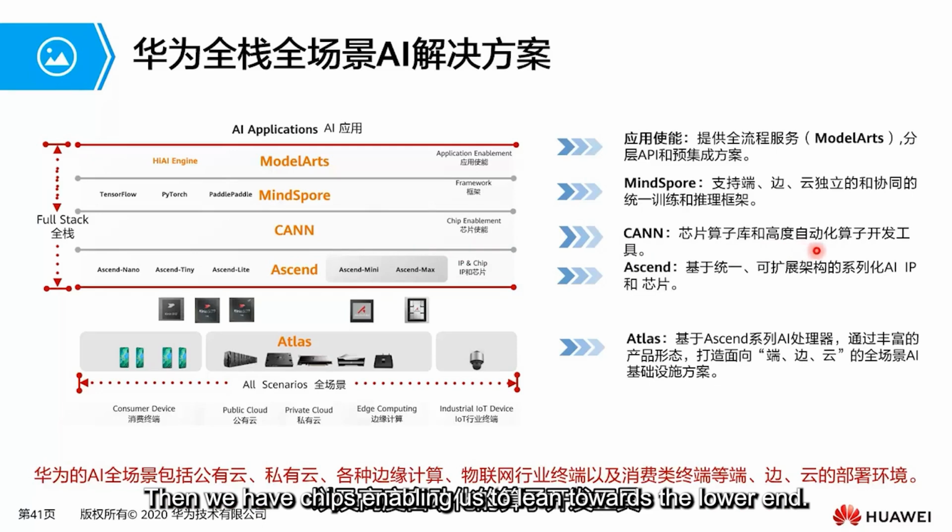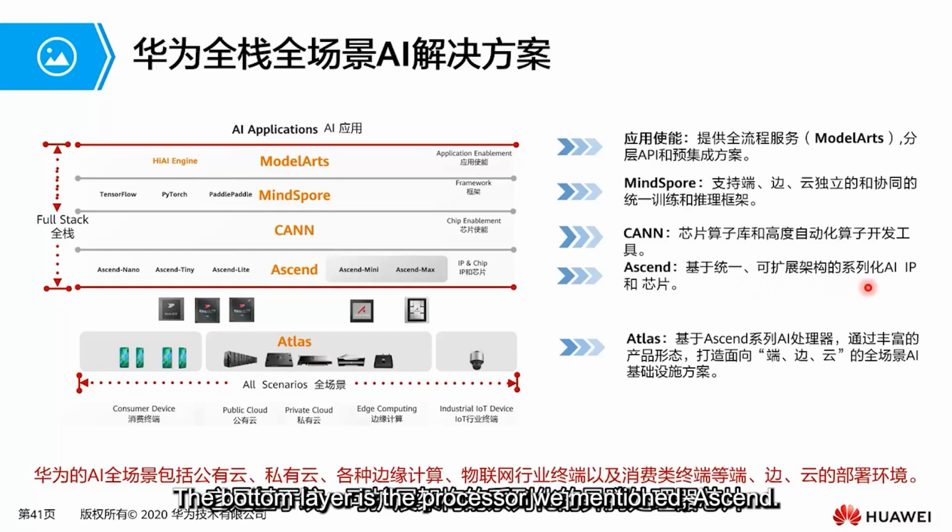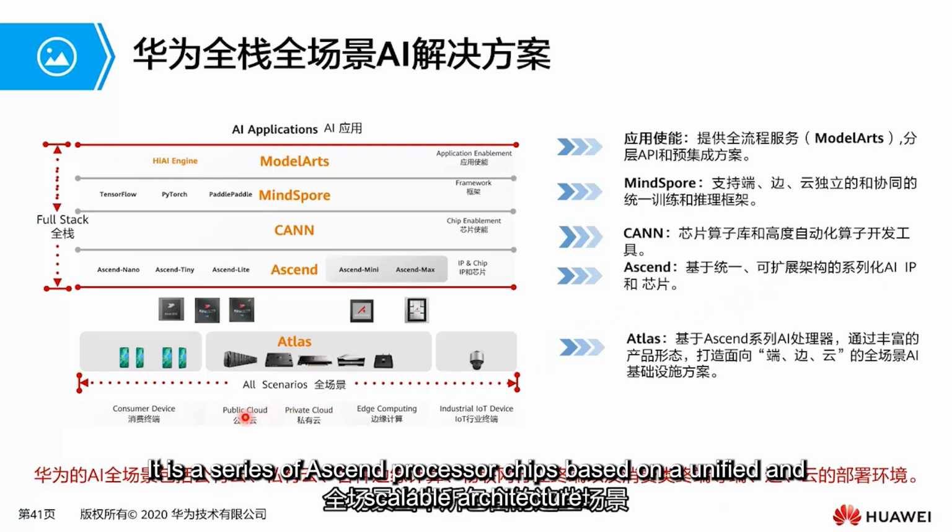Then, toward the lower end, we have chip enablement. CANN can provide us with chip operator libraries and highly automated operator development tools. The bottom layer is the processor we mentioned, Ascend. It is a series of Ascend processor chips based on a unified and scalable architecture.